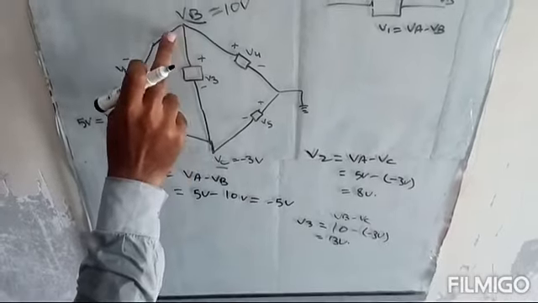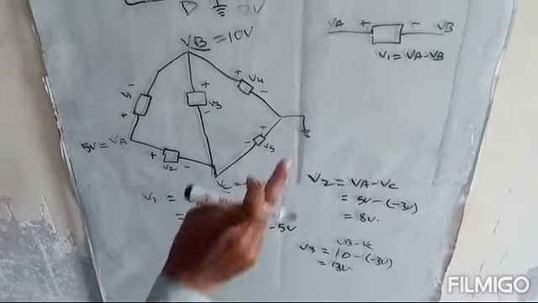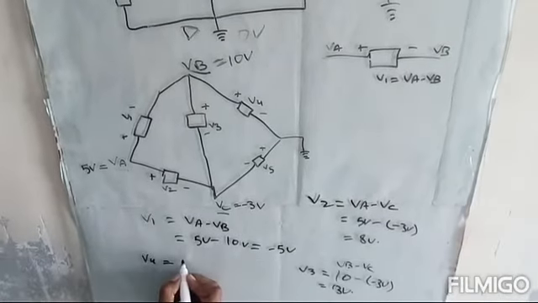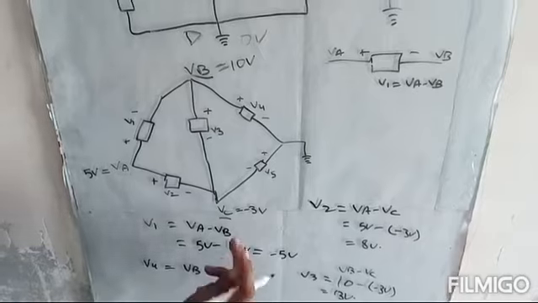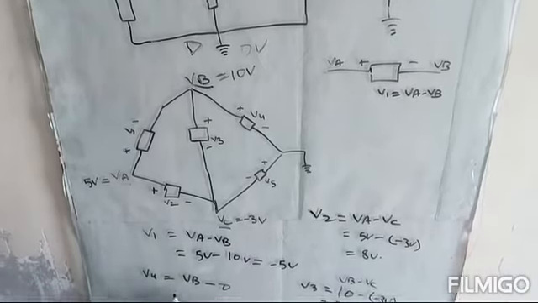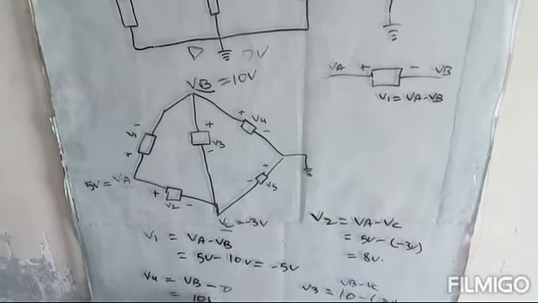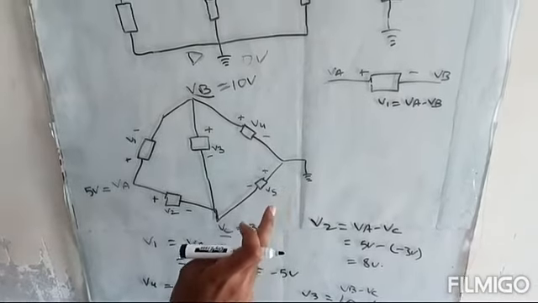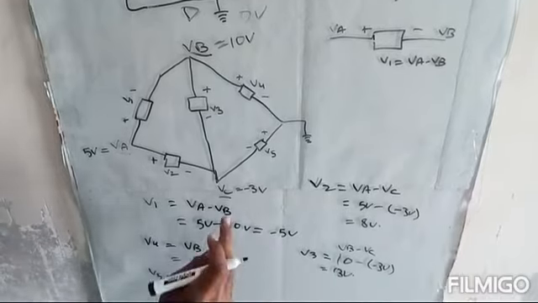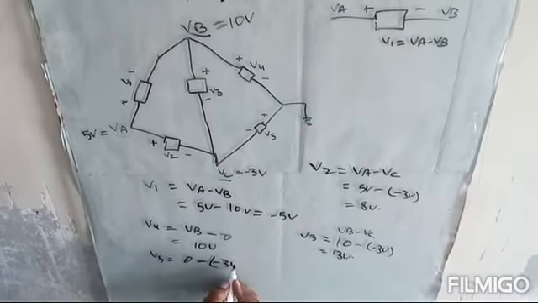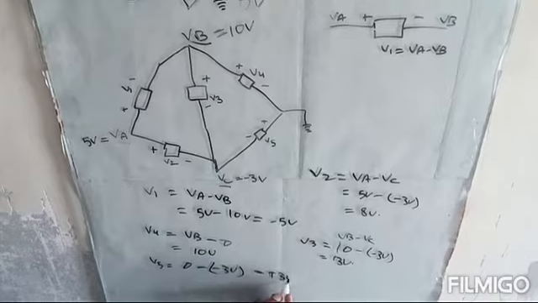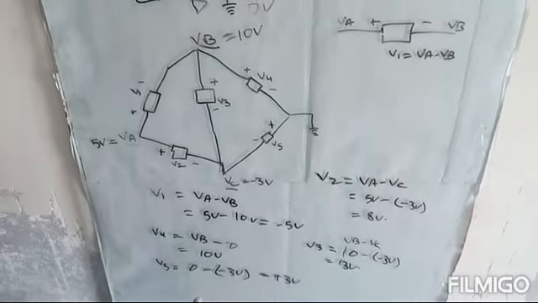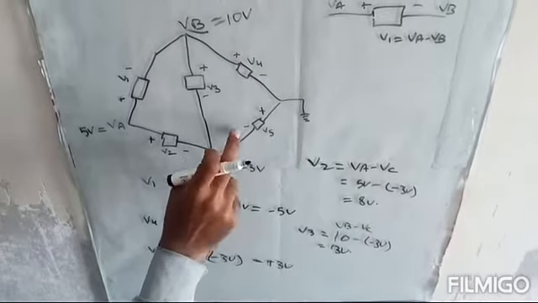V4 is connected between VB and the reference voltage. This principle will be used. So V4 will be equal to VB minus ground voltage, which is 0. So V4 is equal to 10 volts. V5 is equal to, this side is positive, so 0 minus 3 volts. So it will become plus 3 volts. We will consider the voltage at the positive side first minus the voltage on the negative side.